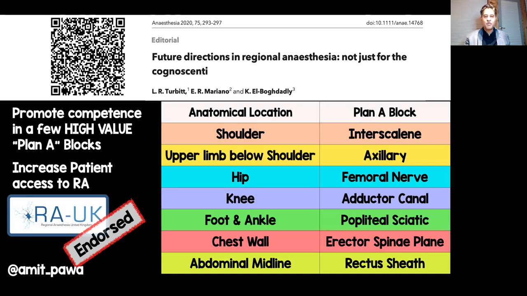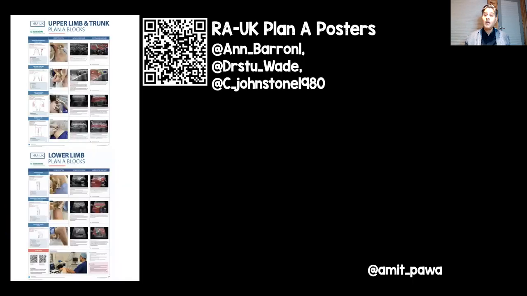If you can come out of your training and you can do all of those, you've at least got a starting point, and we've started you along a path to be able to deliver a broad range of regional anesthesia to lots of people. Some very clever people, at least one of whom is in the audience today, Anne Barron, have very kindly helped us to develop these regional anesthesia Plan A block posters. If you scan that QR code, you'll get taken to a high quality PDF document. We can have access to those.